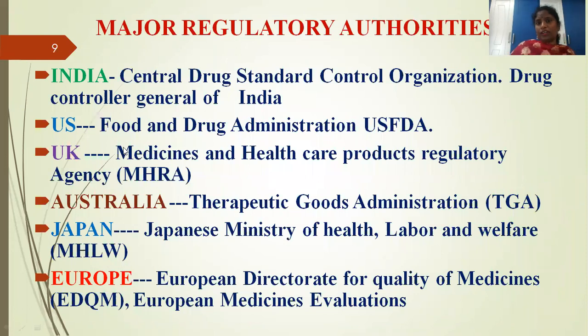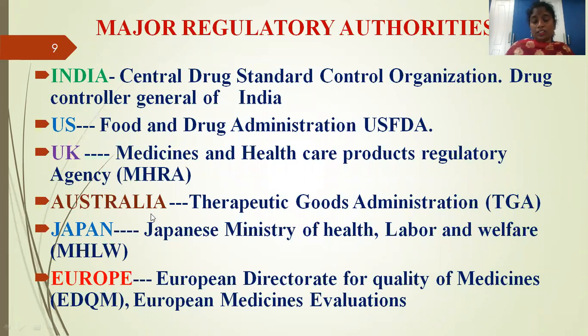So what are the different regulatory authorities concerned about safety, efficacy and quality? In our India, the organization is CDSCO, which is nothing but the Central Drug Standard Control Organization. It is situated in New Delhi. The US has the Food and Drug Administration, also called the US FDA. The UK has the Medicines and Healthcare Products Regulatory Agency.